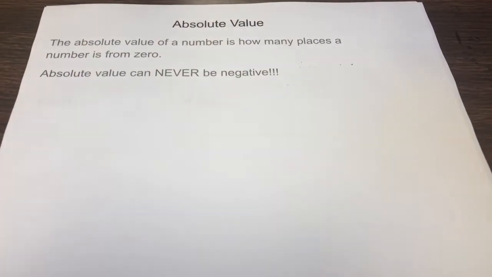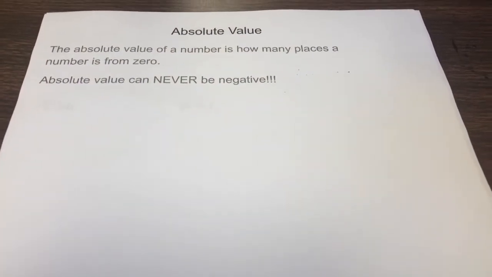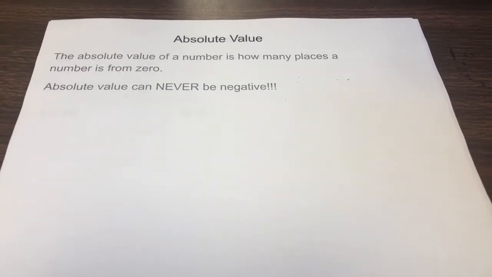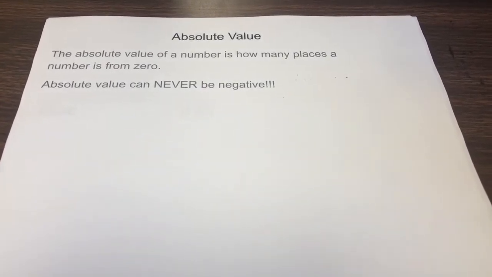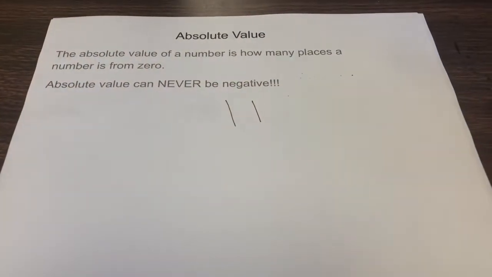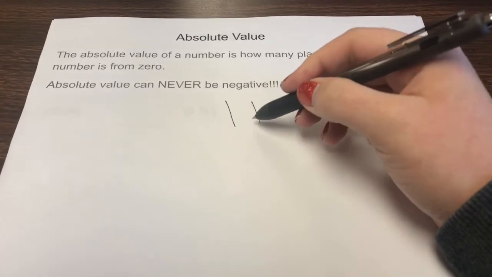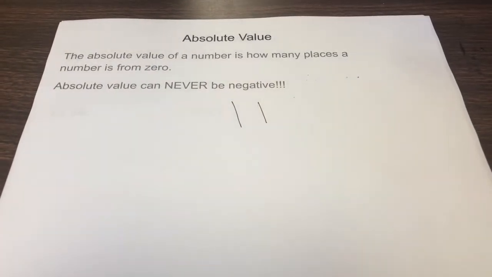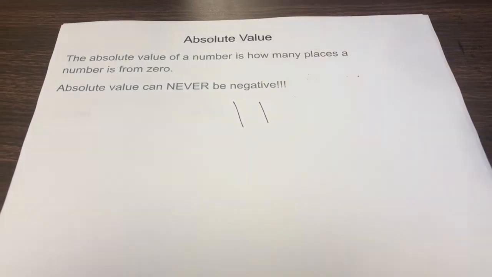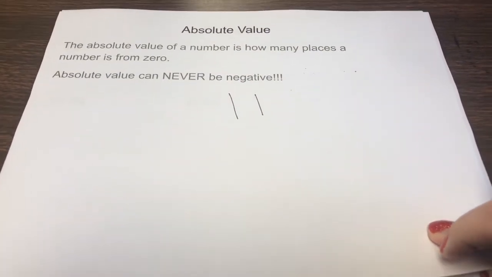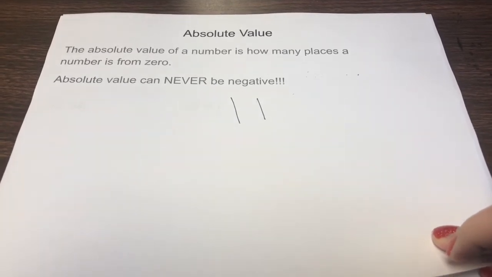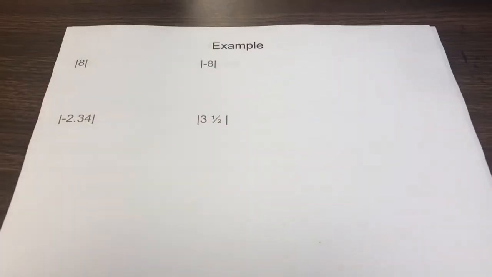Absolute value. The absolute value of a number is how many places a number is from 0. Absolute value can never be negative. Never, but if it has absolute value bars, which look like this, when you see those bars, they're saying, hey, I want the absolute value of that number. How many places is that number from 0? Never put a negative on there unless there are certain circumstances, which you will see an example of here in a little bit.